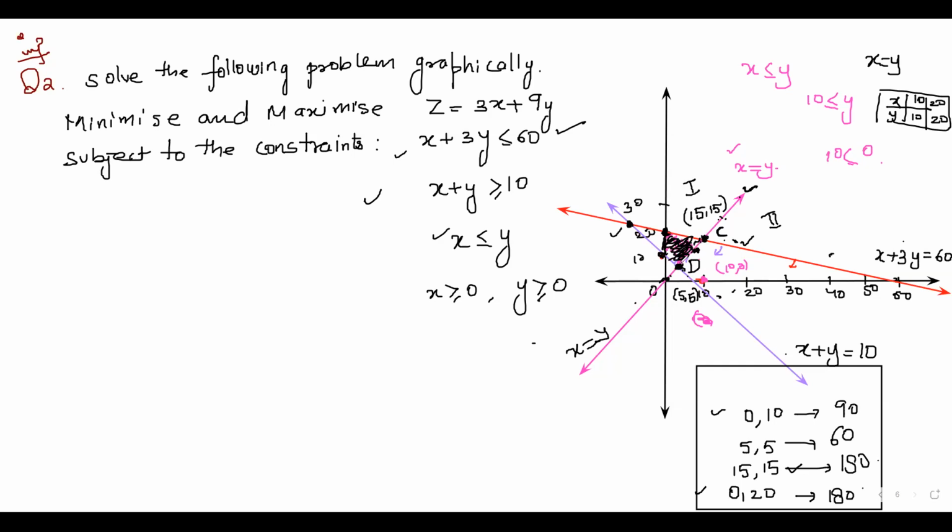That means we have this line CD. On CD, if you take any point and find the value of the objective function at that point, you will get 180 only. So this is very, very important. Many questions have been asked from this concept. Always remember, if for 2 points you are getting the same maximum or minimum value, then if you join those 2 points, at each and every point on that line segment you will get the same maximum or minimum value. Please write this.